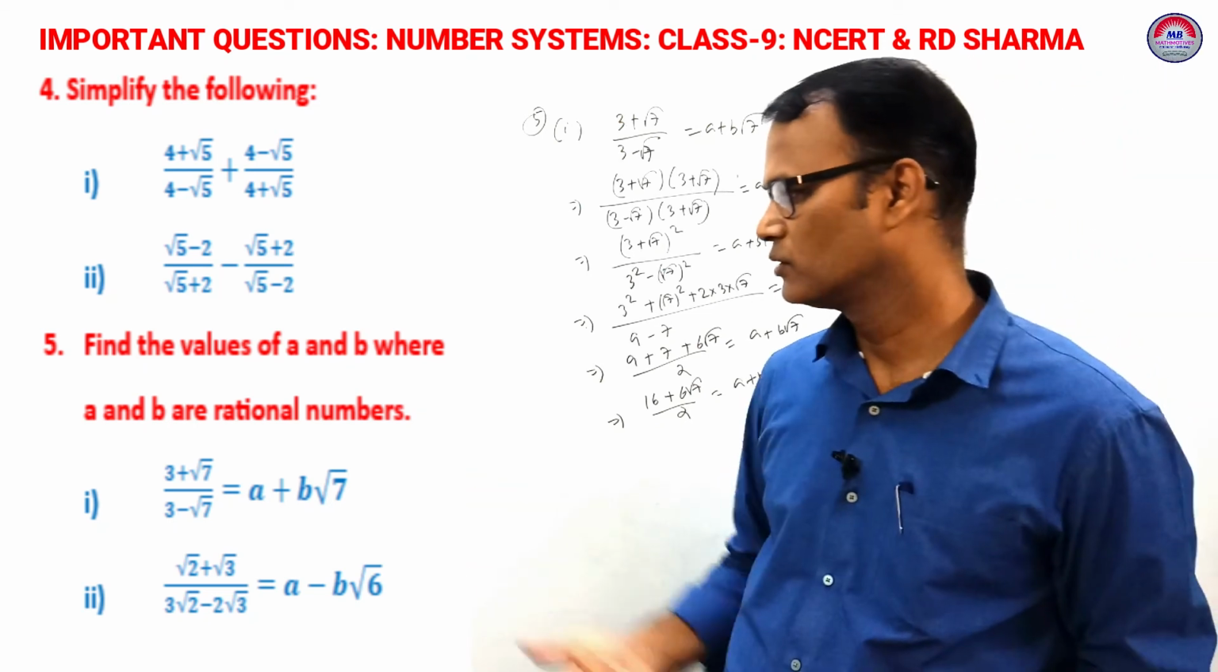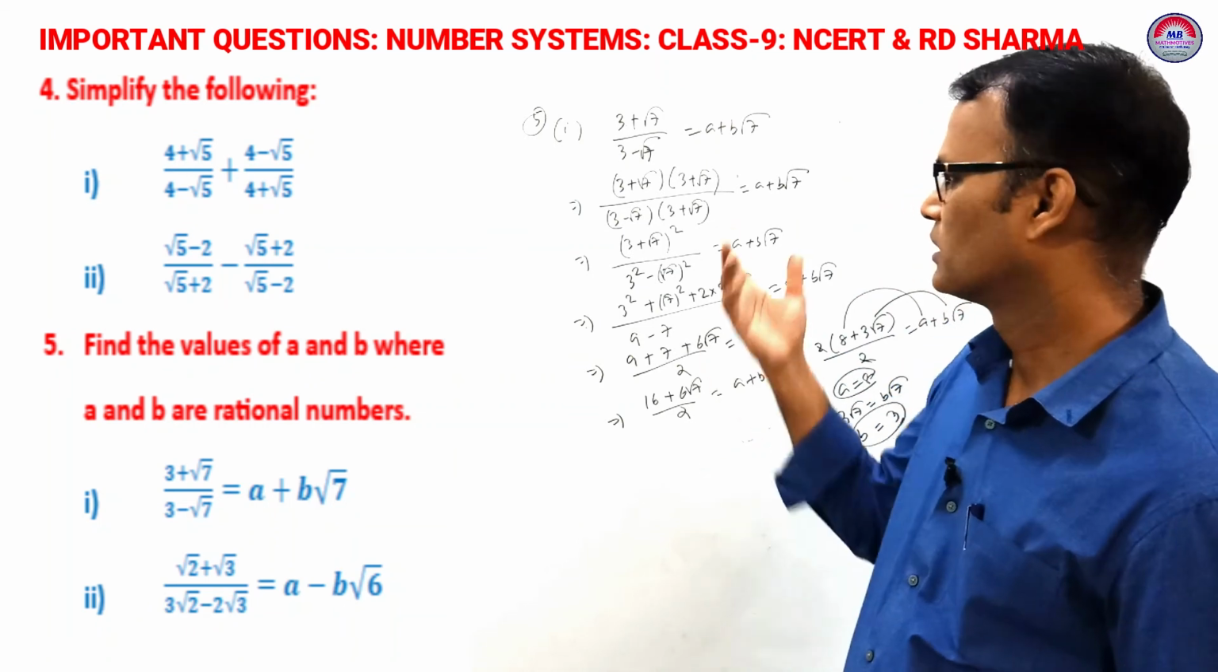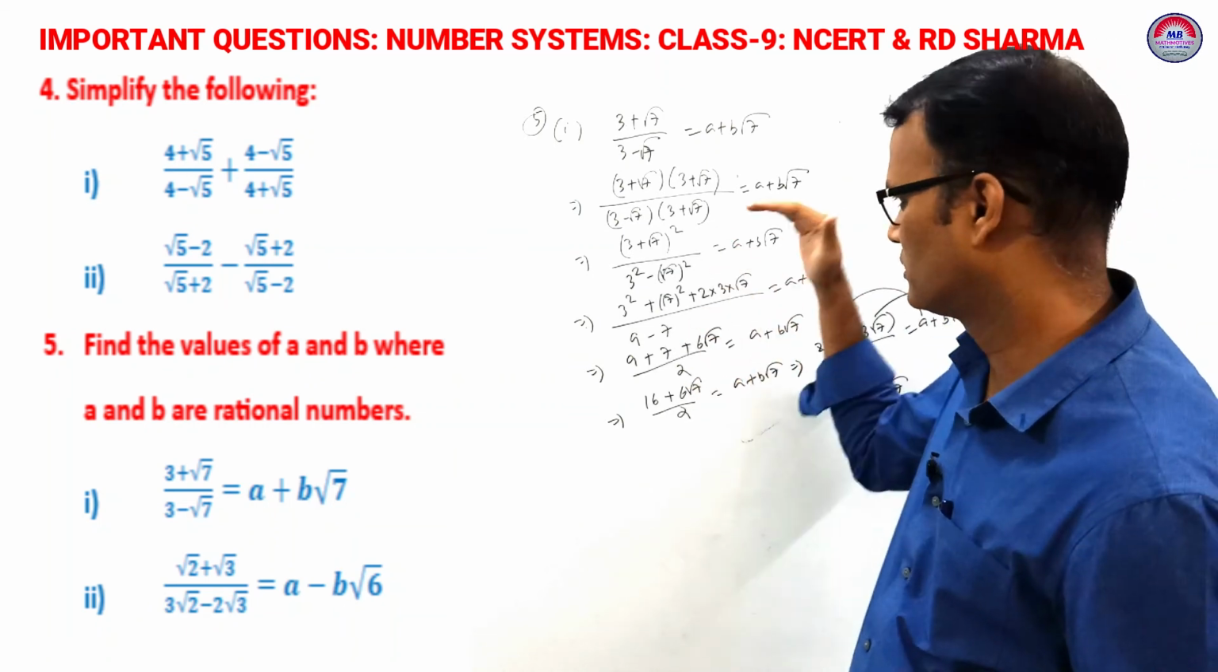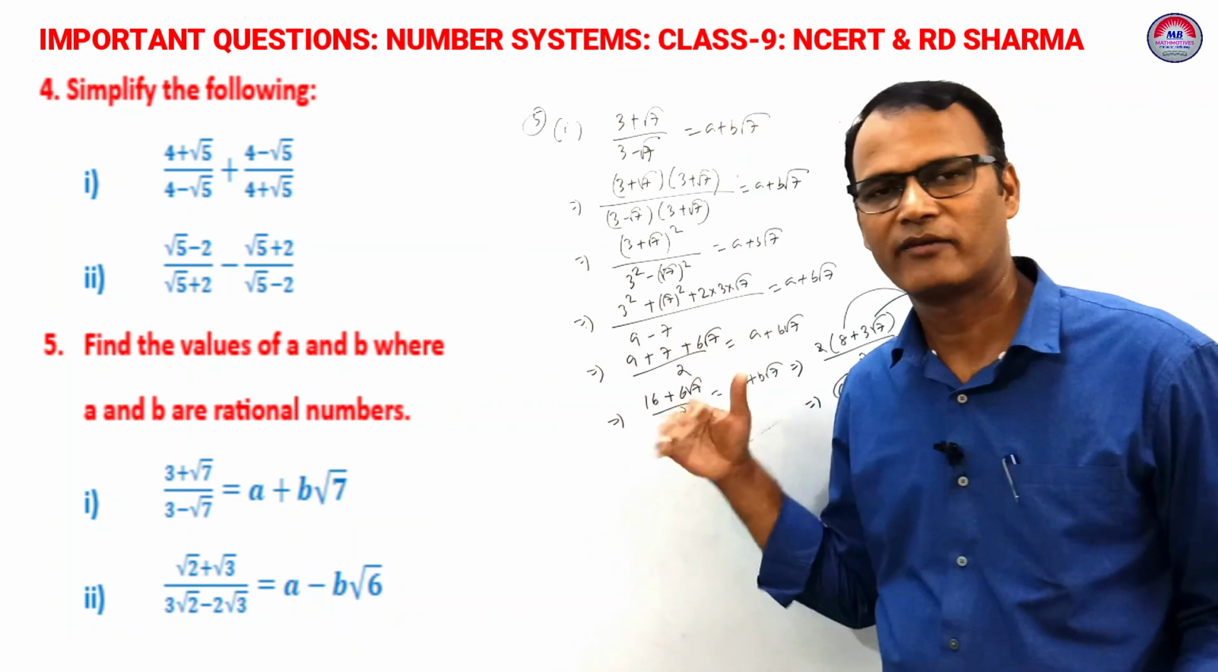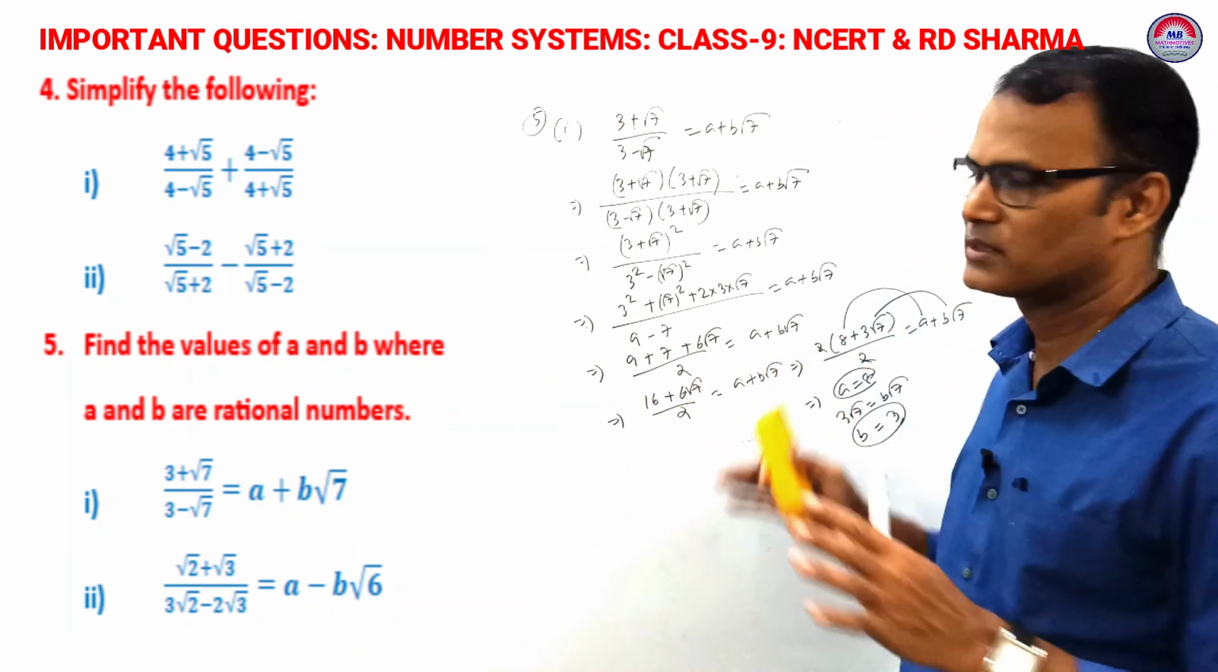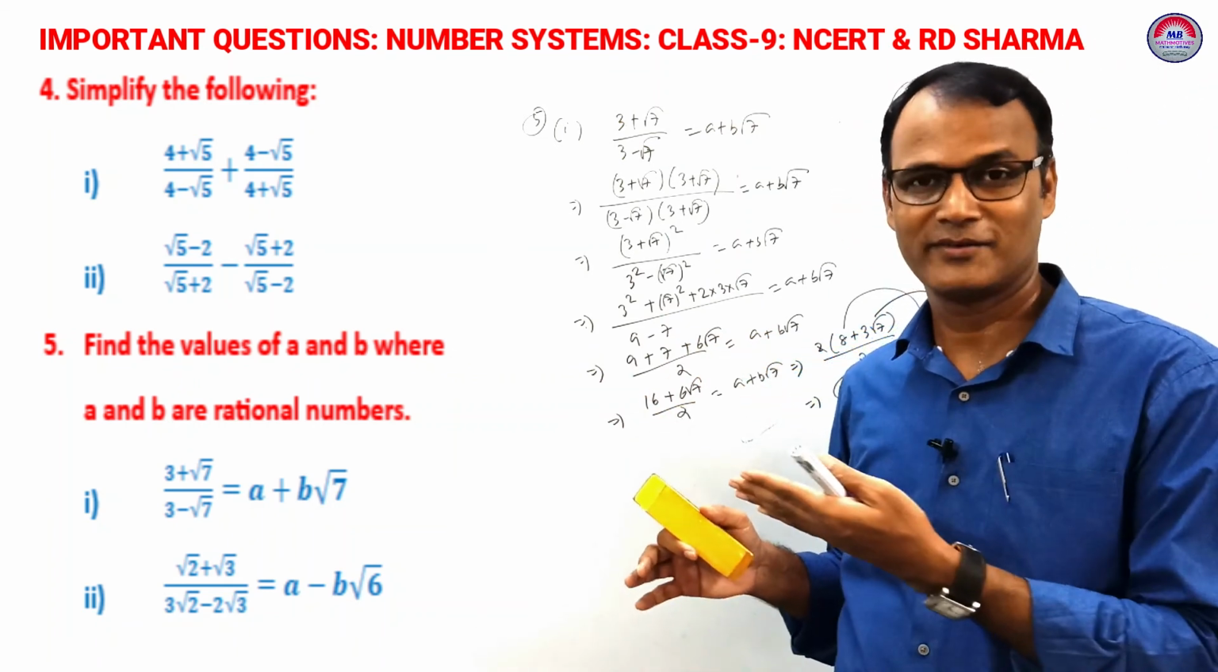Similarly, you do the second one. See this process: you apply this process, rationalize the denominator and find the value of a and b. Practice these questions again and again. Watch the video till the end.